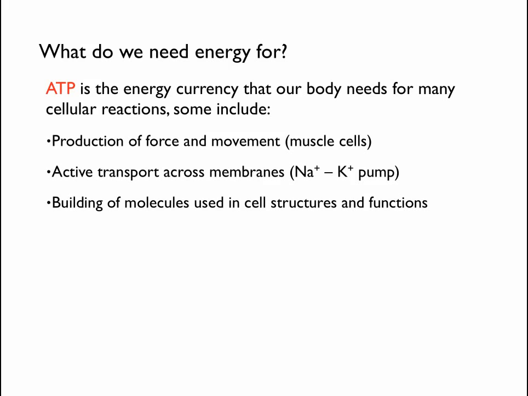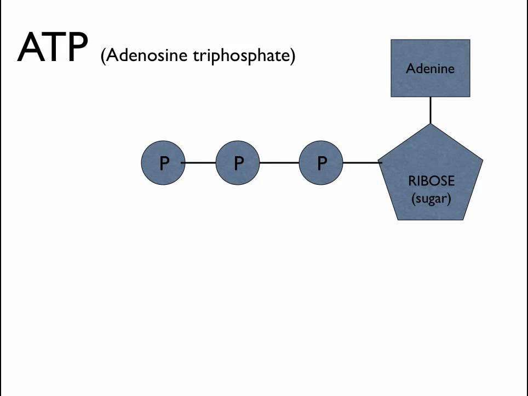Some of the things our body has to be able to do: it has to produce force and movement, and we'll see this in muscle cells. It's involved in active transport, so moving things up a gradient. An example of this is your sodium-potassium pump. And finally, we need ATP to be able to build molecules. So if we want to make new proteins or new phospholipid membranes, all that requires ATP. So pretty much anything our body and our cells need to do requires energy. And the only molecule, with a little exception to this, but really the primary currency is adenosine triphosphate.